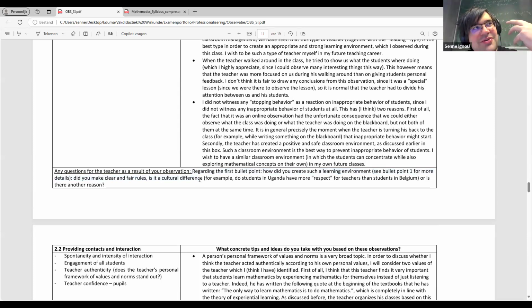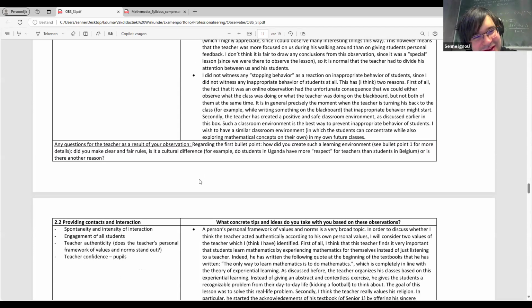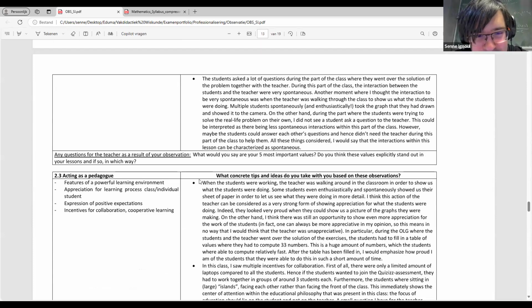I think leading a prayer would not be allowed in a Belgian classroom, but something similar might indeed be a good tip.